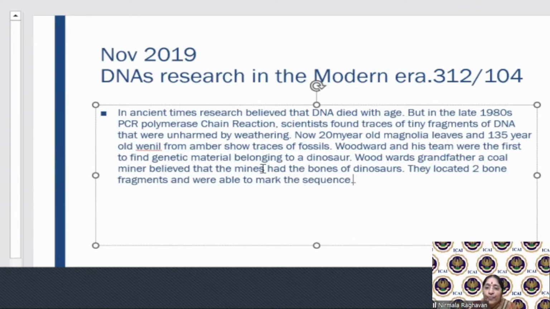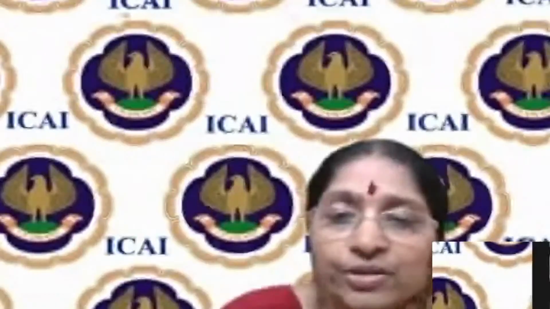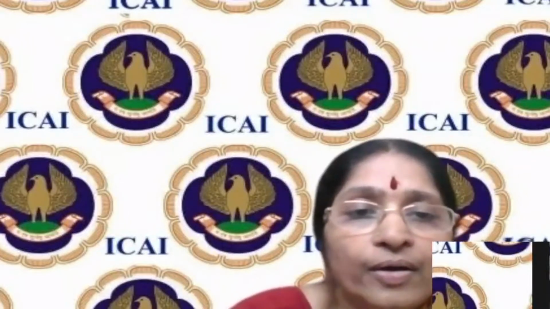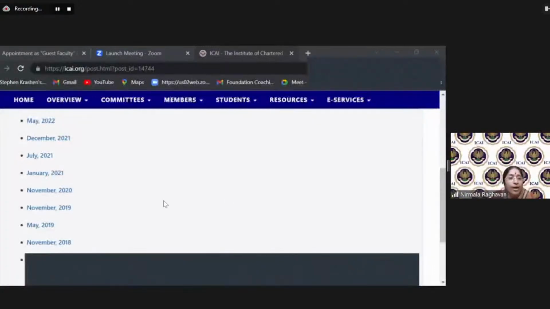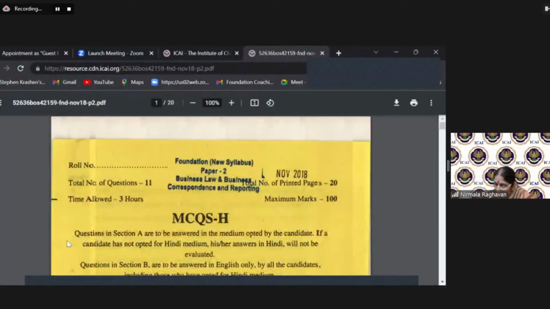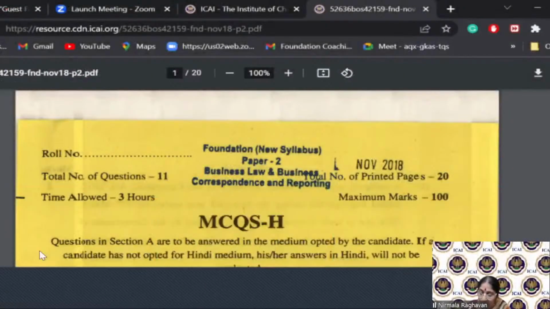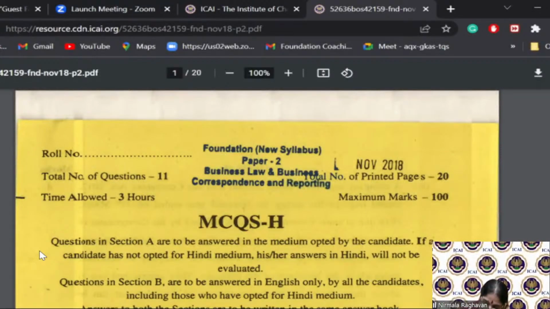I'll stop sharing this. Go to the question paper. November 2018 is what we're going to do now. Okay. Even the color of the question paper is different here. November 2018. Is that the one? Yeah. November 2018.